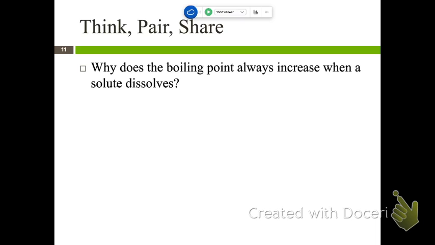Okay, I'm going to pick on this group this time. What are some ideas of why the boiling point always goes up when you add solute? You've got more intermolecular forces to overcome in order for molecules to escape the phase. Okay, so it's going to take more heat, more energy in order to overcome those interactions between molecules. Okay, what other ideas do we have? Additional ideas. Add to that.